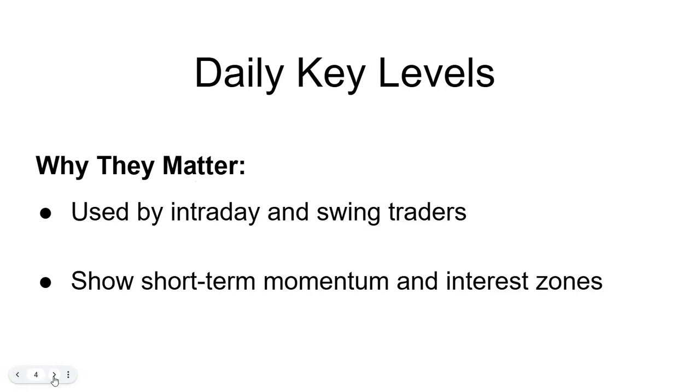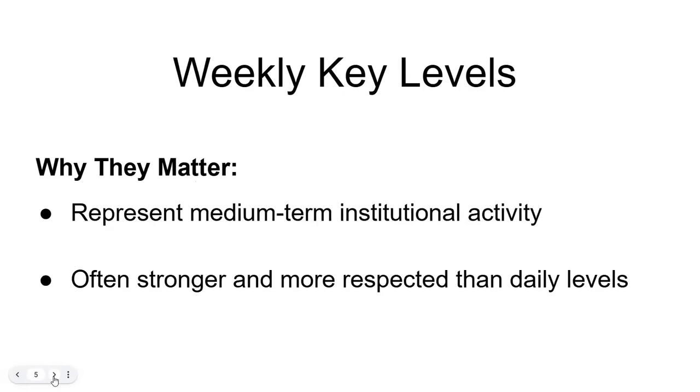But then we're looking at weekly key levels. They represent medium-term institutional activity. After the monthly, you have the weekly, and then the daily, the hourly chart, the minute chart and the rest of them. From the monthly to the weekly, these are levels where institutions are looking for price reactions because they are looking to hold trades for a very long time and capitalize on the bigger move, right? So their medium-term institutional activities are often stronger and more respected than the daily levels, of course.